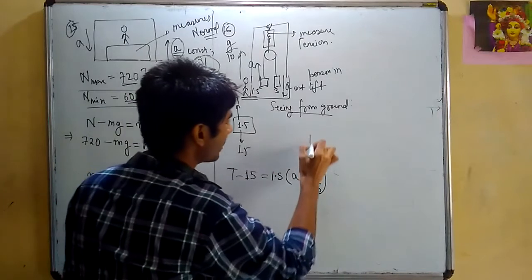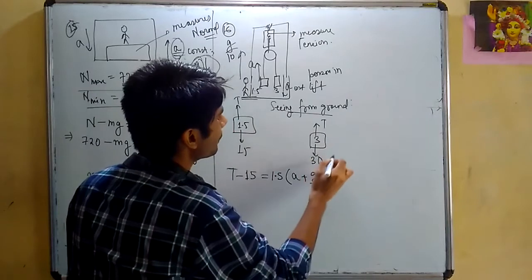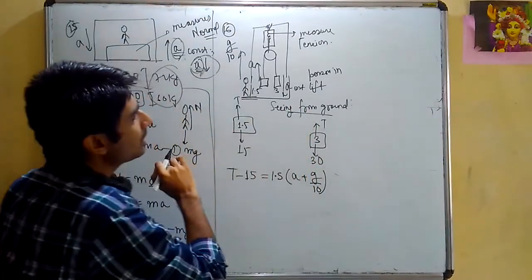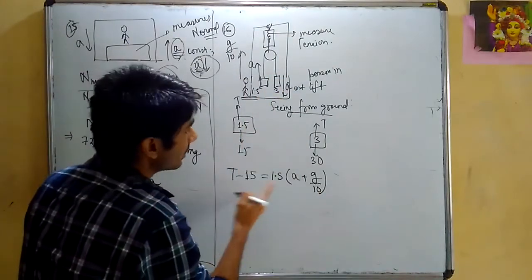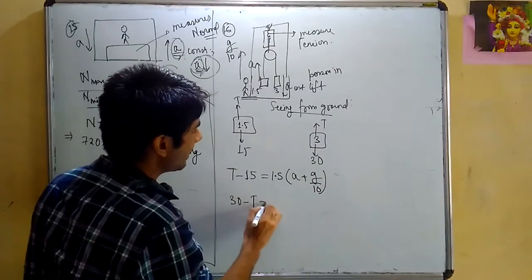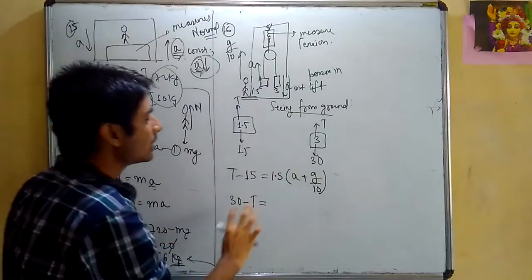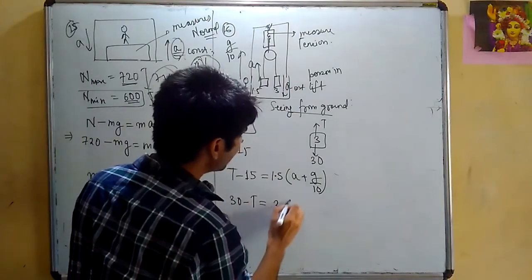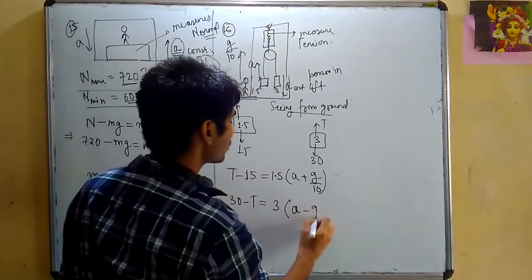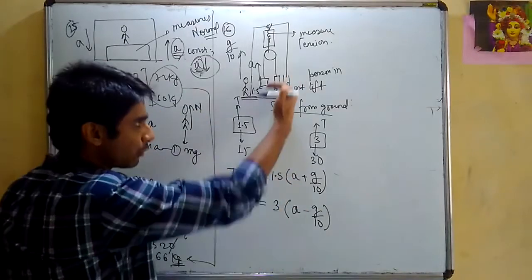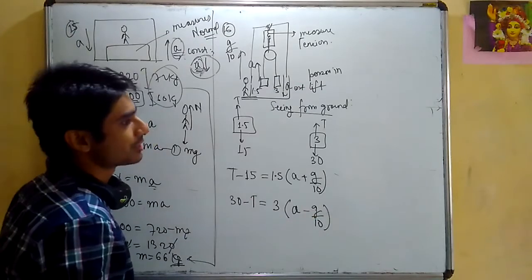When I draw the FBD of 3 kg, weight is acting downward, 30, and upward tension is T. From the ground, the lift is going up with g by 10 and this wants to come down with a. Let us take the downward direction positive. So 30 minus T will be equal to mass into the acceleration. It wants to come down with a, but the lift is itself going up with g by 10. So the net acceleration will be a minus g by 10.